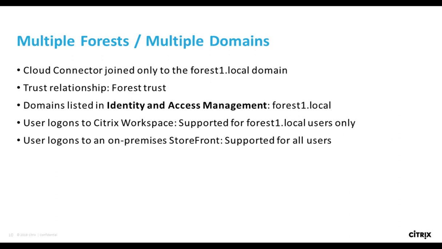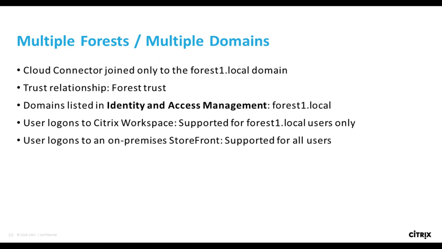The next scenario that we have here is going to be multiple forests and multiple domains with a forest trust. As you can see, in this scenario, we have the cloud connector joined only to the forest1.local domain. However, there is a forest trust between the two domains. But as you can see, within the Identity and Access Management portal in Citrix Cloud, only forest1.local shows up. So that means that any users on forest2.local will not be discovered by the Citrix Workspace.